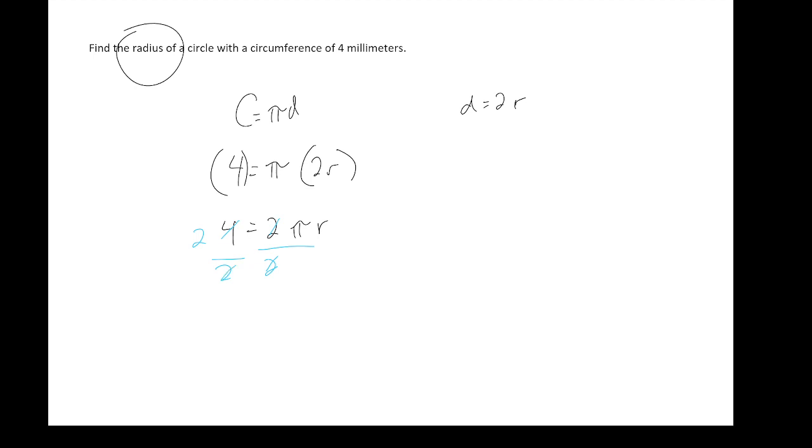I also need to divide by pi on both sides, all right? So that I can get rid of this pi and now have just r. Now look what I have on the left. I have a 2 over pi, and that is equal to r. Gentlemen, that is your answer.